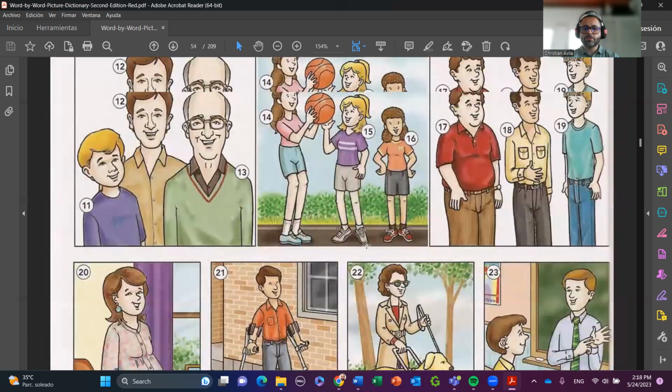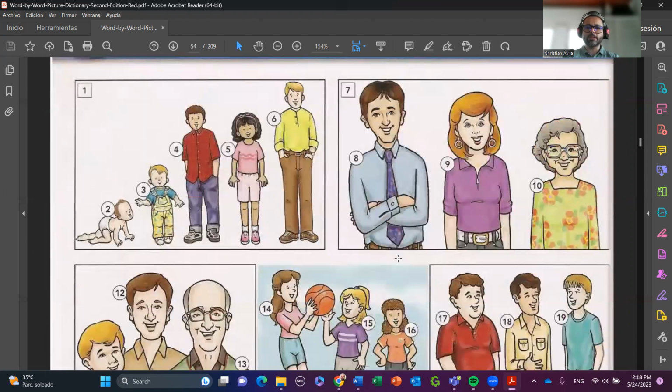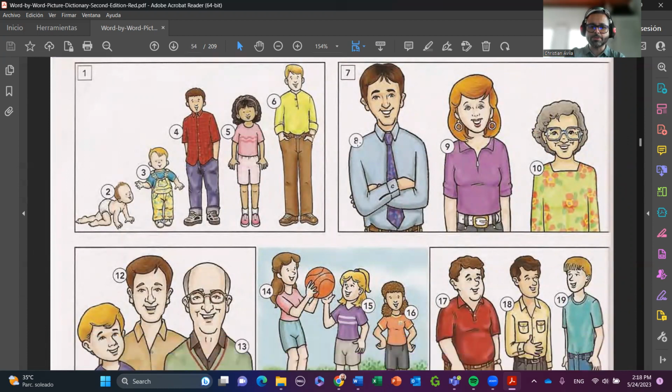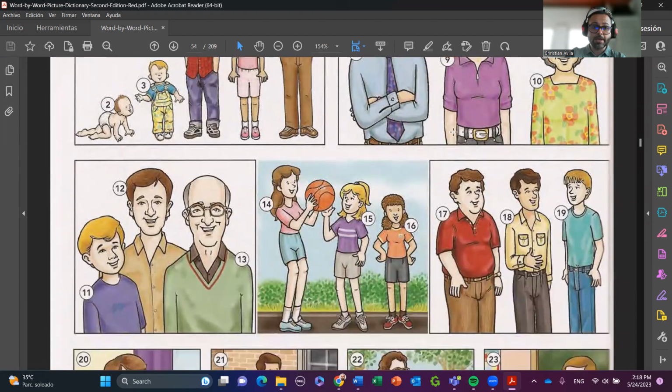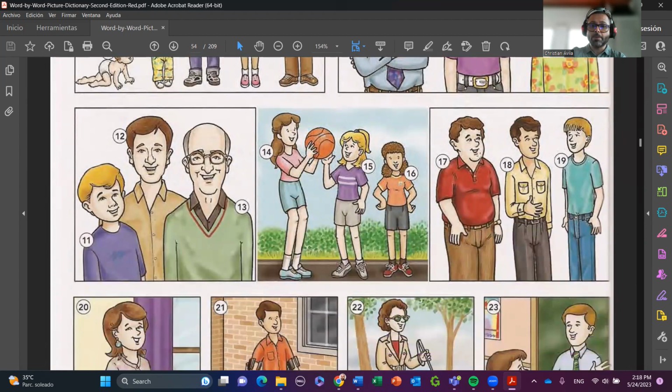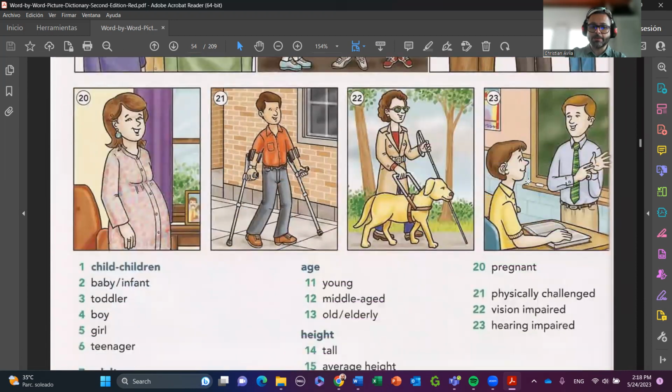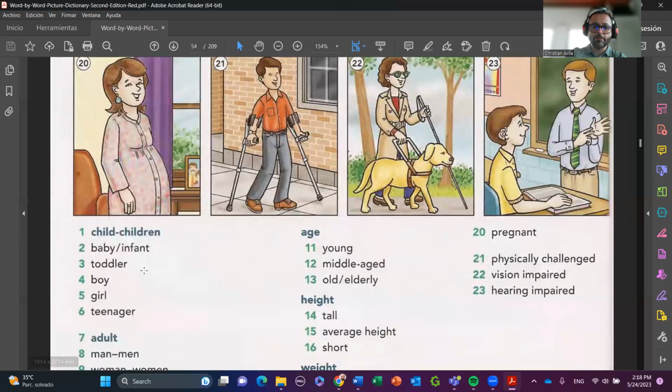Remember, from page 42 in your Word by Word book, you can find this information. Right here, you can describe people, physical appearance or descriptions, about sizes, about ages, about types of hair, about the height of the people, about the weight of the people, and about some specific characteristics that they might have. Over here, you have all the vocabulary.